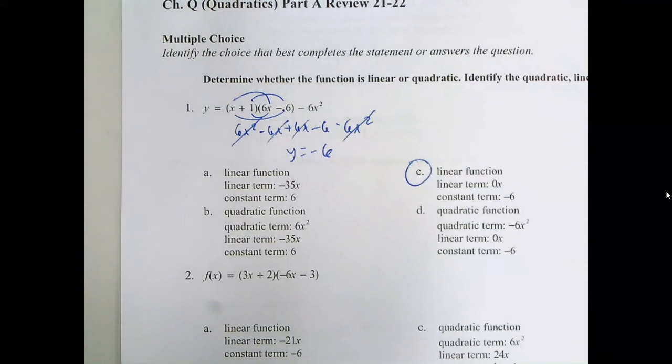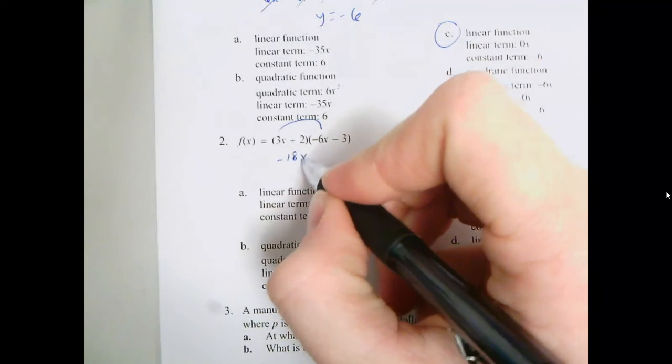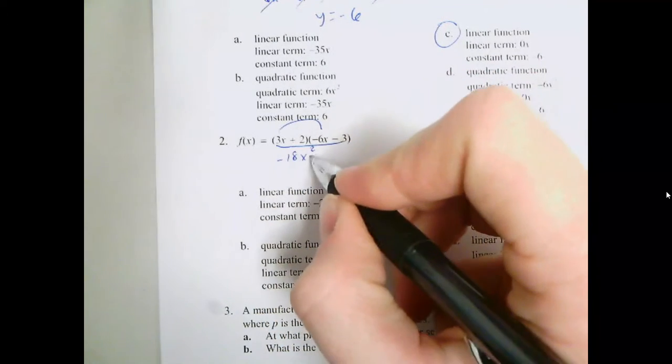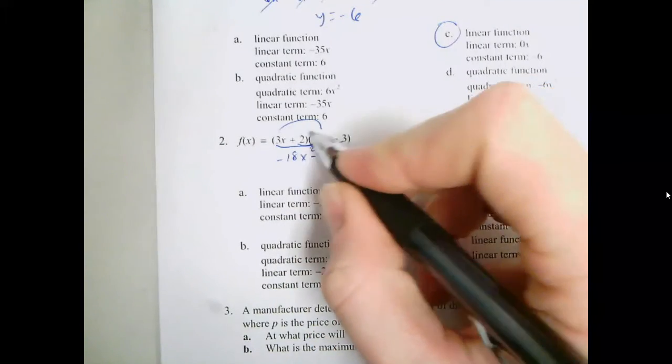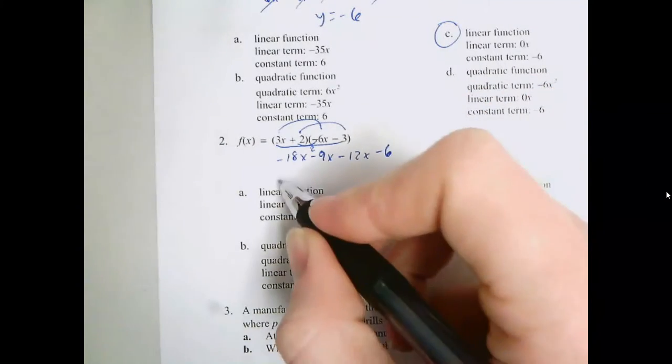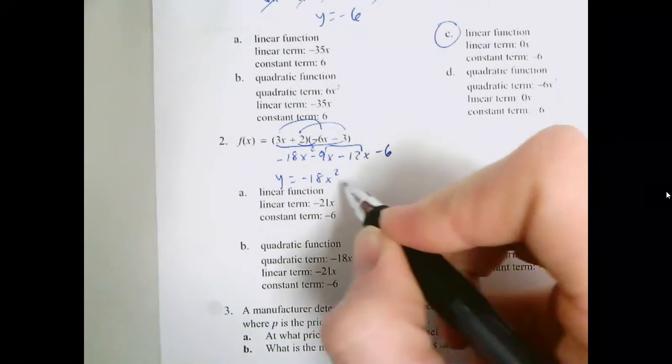Problem number 2, you're going to do that the same way. So first thing you want to do, distribute. You could use the FOIL method, and this is what that would give you. And then simplify. Of course, you can combine these two.